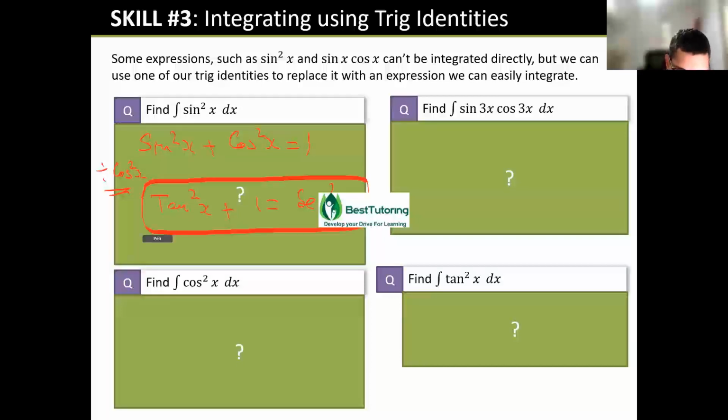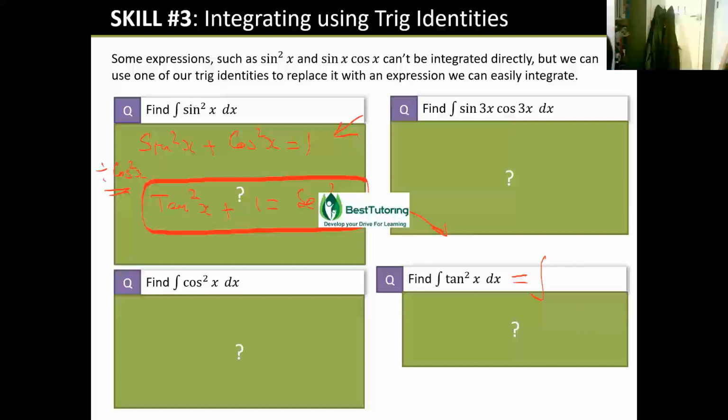We don't need to remember this one. We know sine square x plus cos square x equals 1. We divide everything by cos square x. Therefore, we end up getting tan square x plus 1 is equal to sec square x. Now, if we want to rearrange this, what can tan square x be equal to? We want to make tan square x the subject.